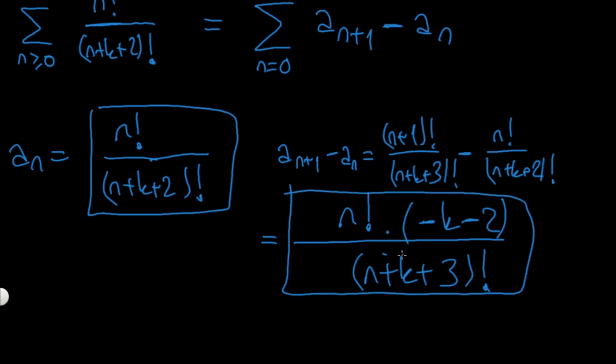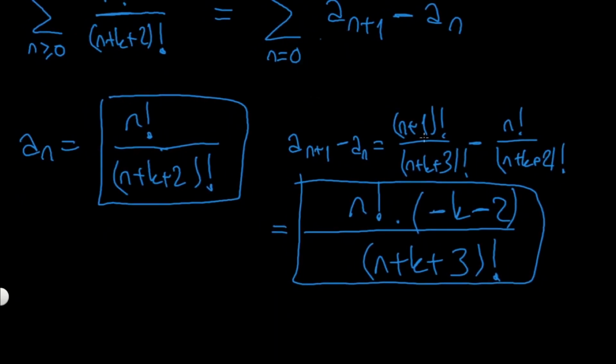What is wrong here? Well, first of all, this constant here, k, like I said, k is a constant for this sum. So I don't care about this thing. I can just divide a_n by 1 over minus k minus 2, and I will be okay. This is not a problem. But the problem is I got n plus k plus 3 at the denominator instead of 2.